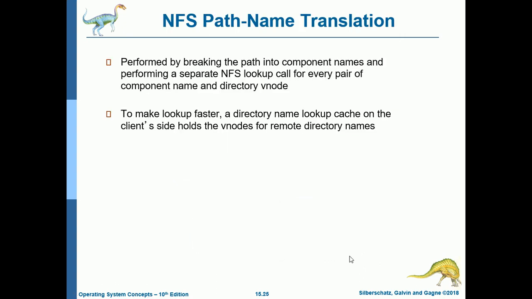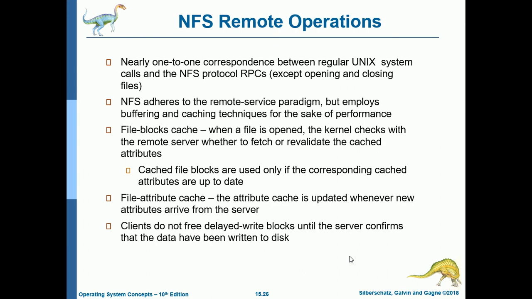Next we have the NFS path name translation, performed by breaking the path into component names and performing a separate NFS lookup call for every pair of component name and directory vnode. To make lookup faster, a directory name lookup cache on the client's side holds the vnodes for remote directory names. For NFS remote operations, there is a nearly one-to-one correspondence between regular Unix system calls and the NFS protocol RPCs, except for opening and closing files.